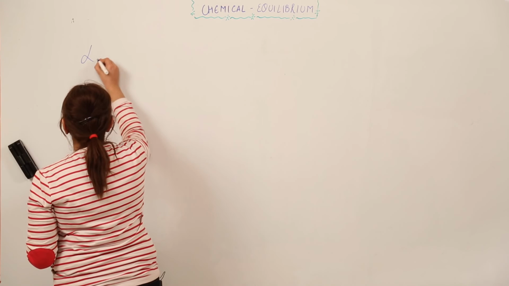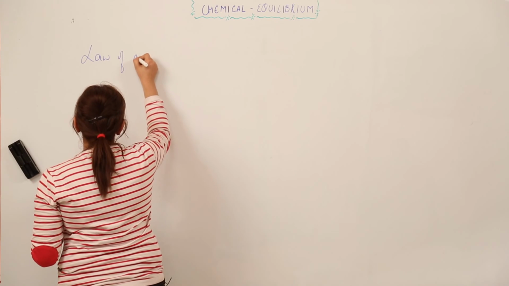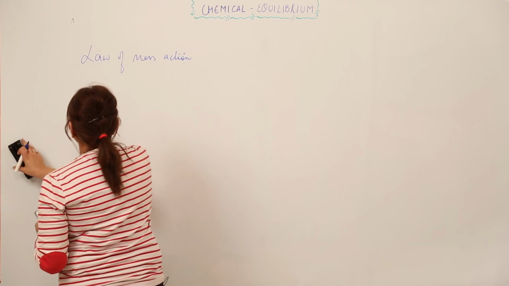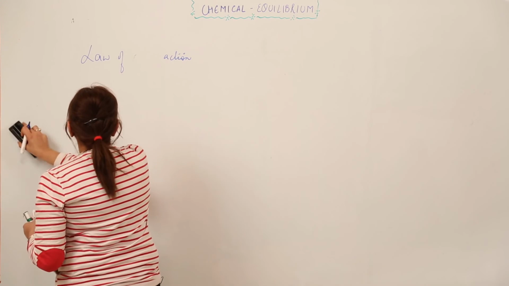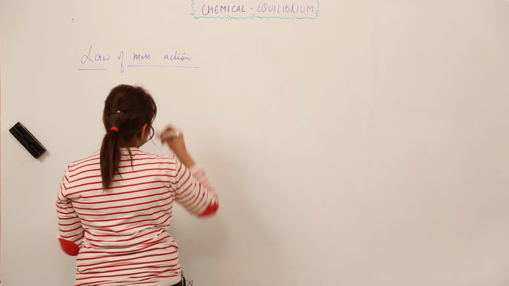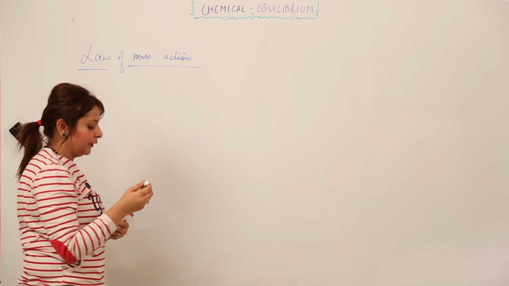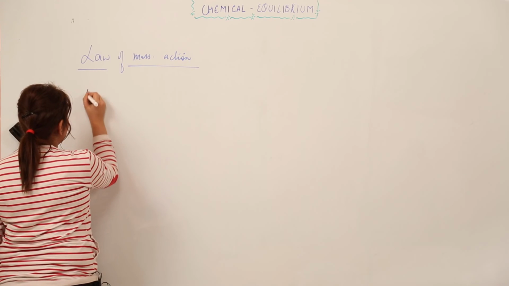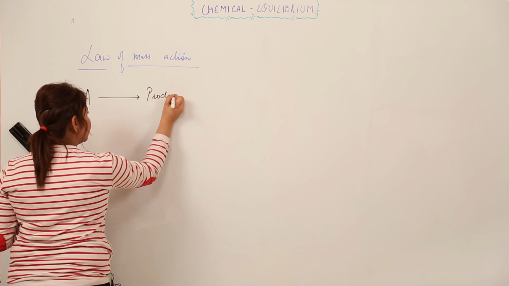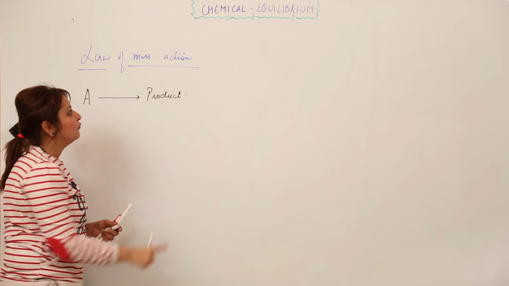So first we have the law of mass action. Before explaining this law, I am taking an example. Just look at the board. I have a reactant A and I say it is getting converted into the product, right? So what does the law of mass action say?